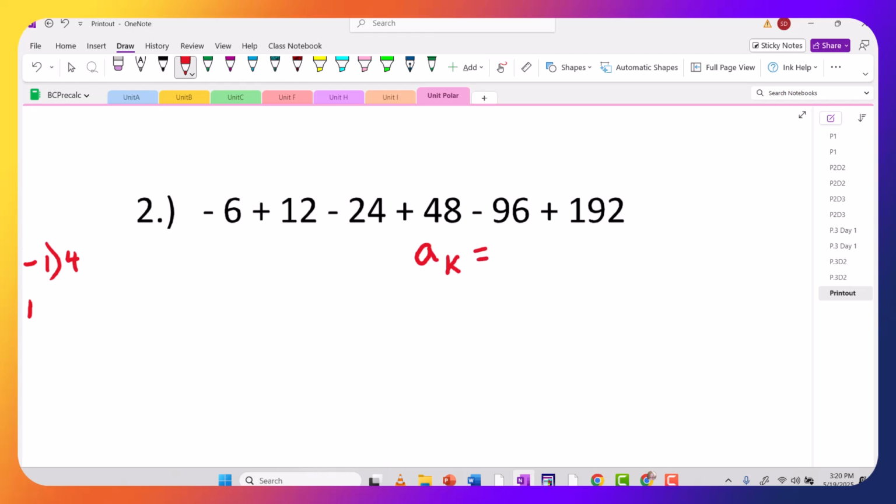So some general term equals the first term, a sub 1, times some r raised to the k minus 1. That was that formula from back in the day. Sorry, my k value is -2. Now, why k minus 1? Because I want to be able to create this.